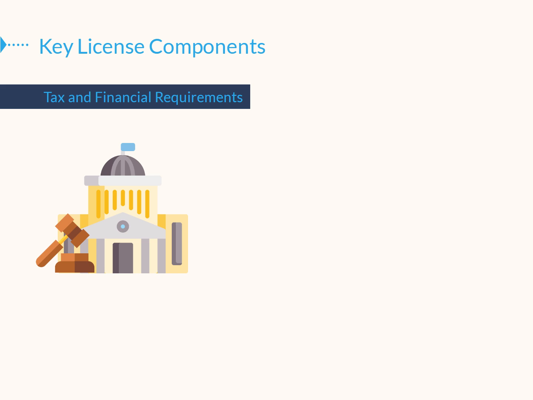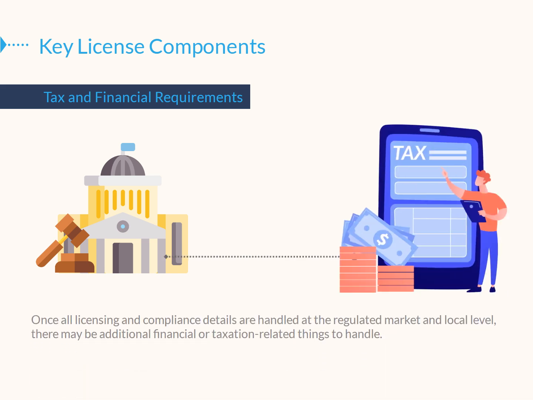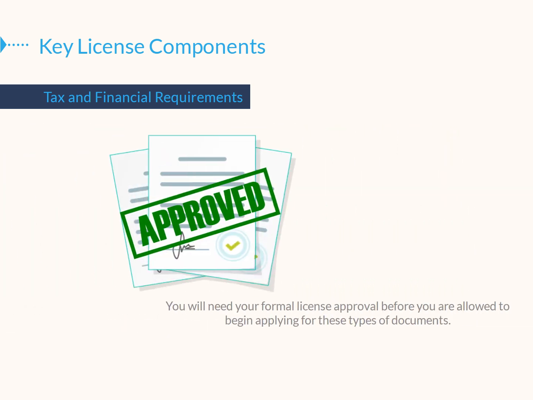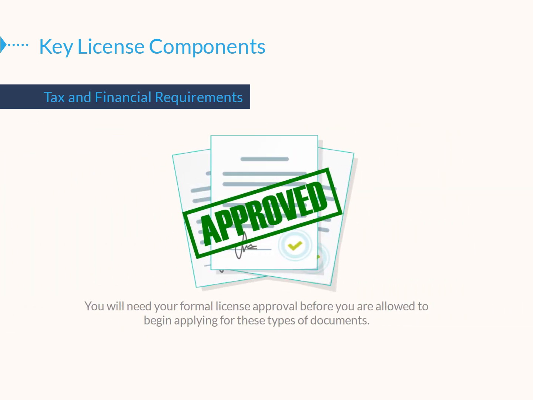Tax and financial requirements. Finally, once all licensing and compliance details are handled at the regulated market and local level, there may be additional financial or taxation-related things to handle. Typically, you will need your formal license approval before you are allowed to begin applying for these types of documents.